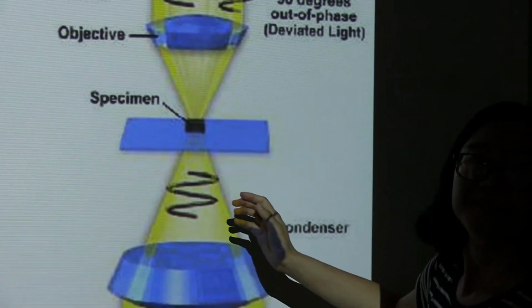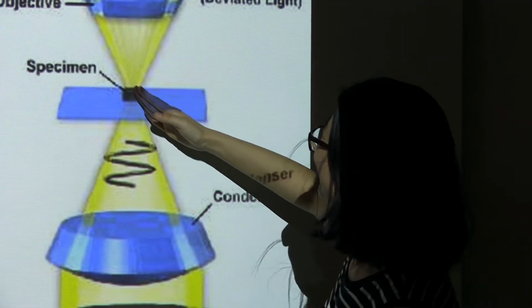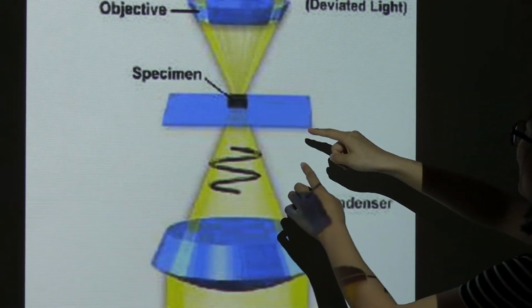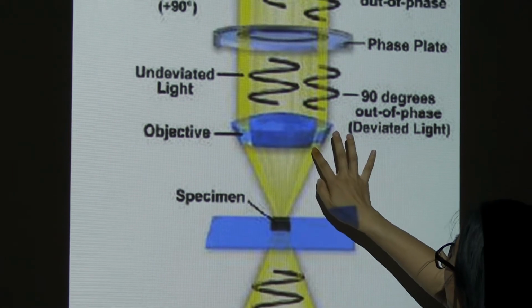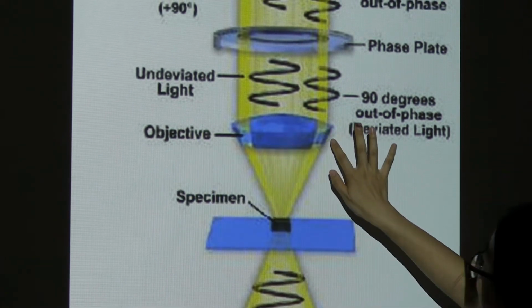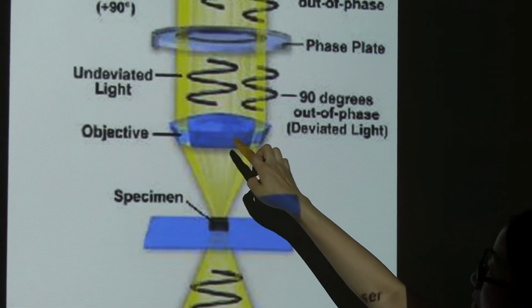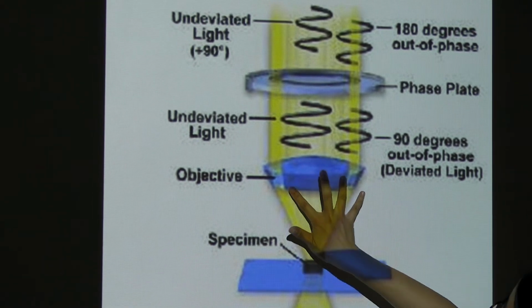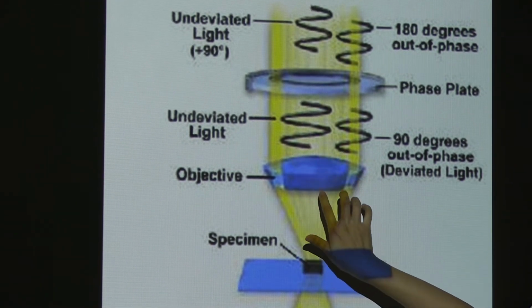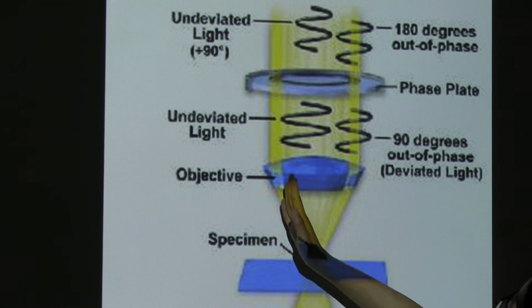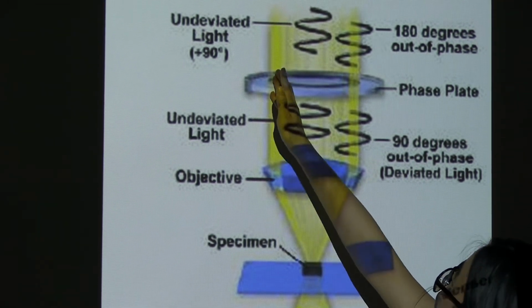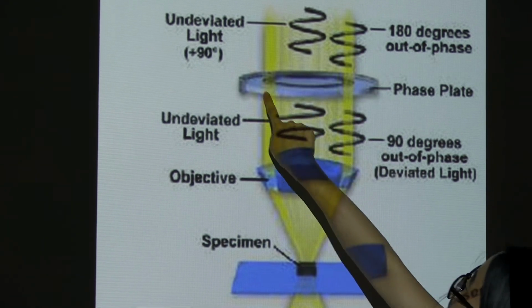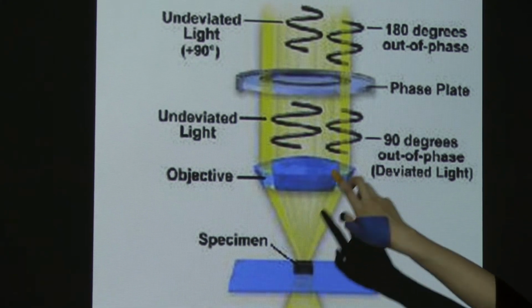And when the light goes through the specimen, it will be detected by the lens in the objectives. When it goes through, some light goes directly, without a problem, to the next specific material of the phase microscope.